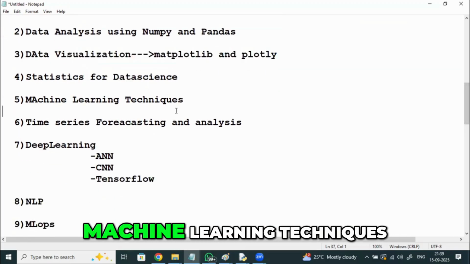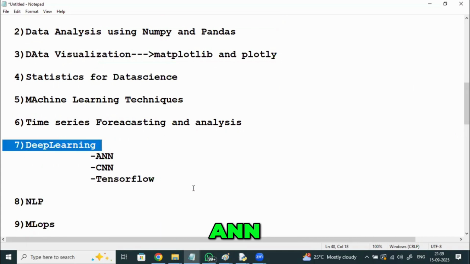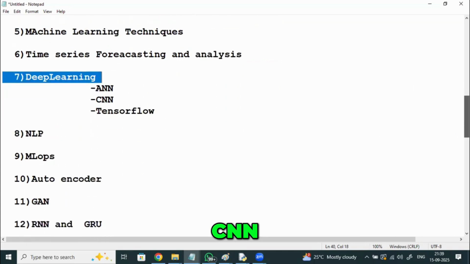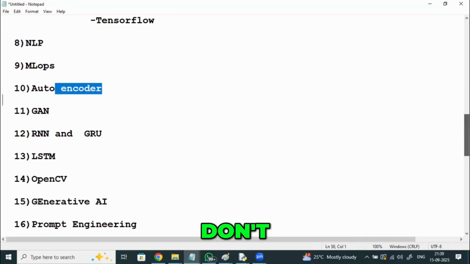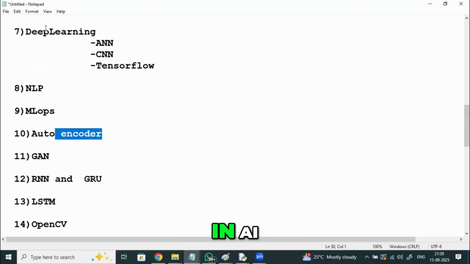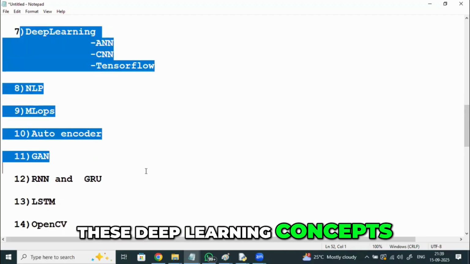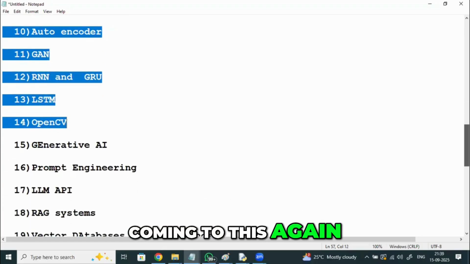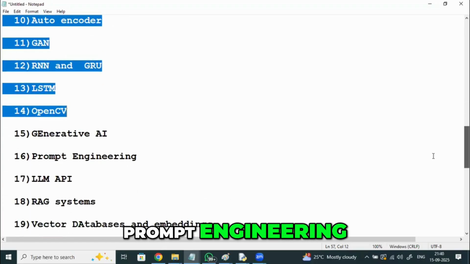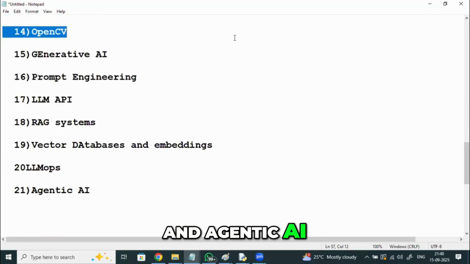Even statistics, machine learning techniques, time series, ANN, artificial neural networks, CNN, TensorFlow, NLP, MLOps, autoencoder, GAN. These are all deep learning concepts, right? Yes, coming again to generative AI, prompt engineering, LLMs, and agentic AI, right? Yes, someone was asking, okay.